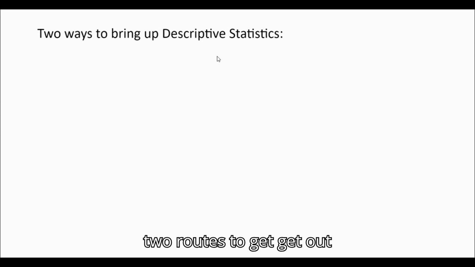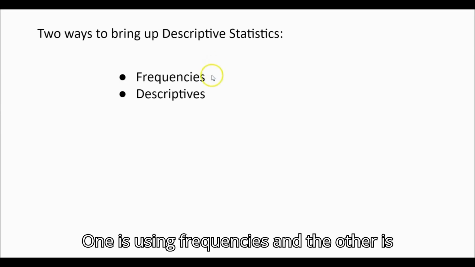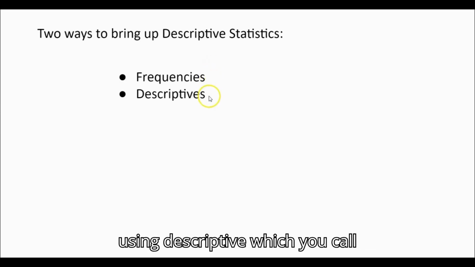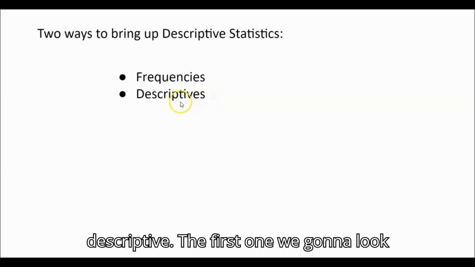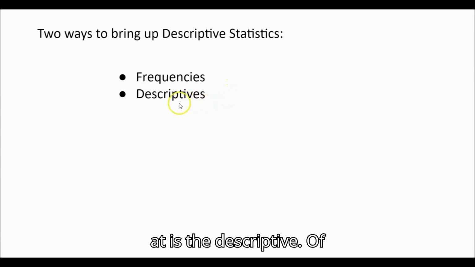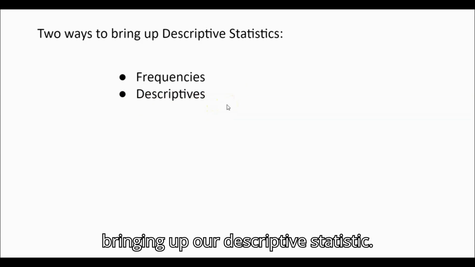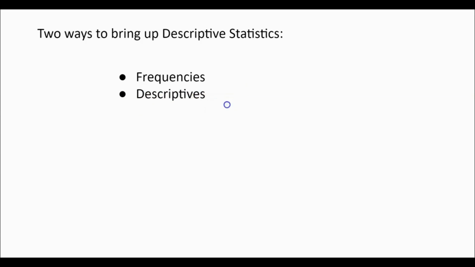Now there are two ways, two routes to get our statistics in SPSS. One is using frequencies, and the other is using what you call descriptive. The first one we're going to look at is the descriptive route of bringing up our descriptive statistics.